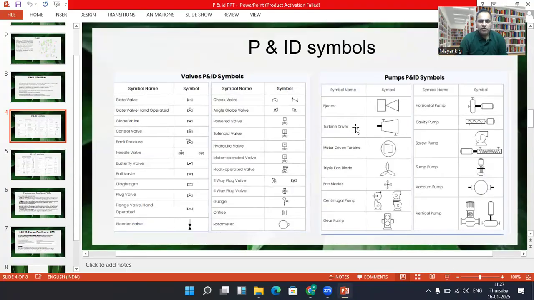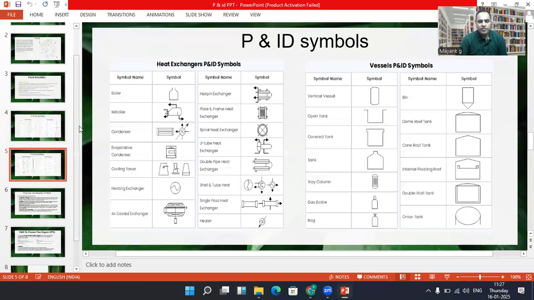In our previous video, we discussed the various symbols that are used for valves and pumps. Today I will be sharing with you the symbols of the heat exchanger and vessels, because these are also critical components in any process plant. If you could see, these are some of the symbols which are used for the heat exchanger. So boiler, it is a heat exchanger. You can see the symbol.